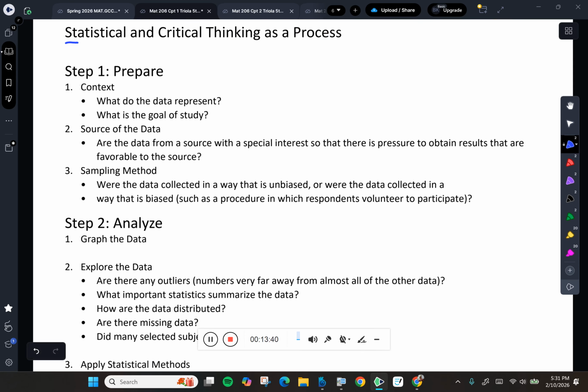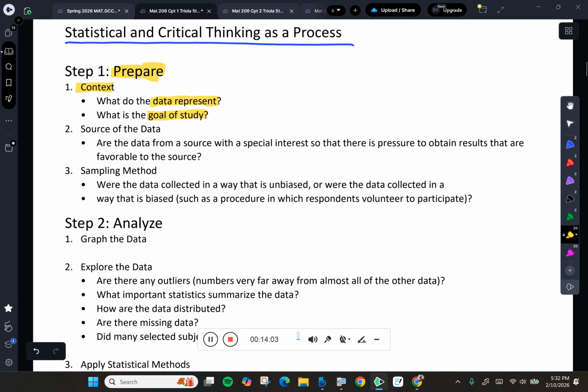Okay. All right. So statistical and critical thinking as a process. Let's take a look at the process that we'd want to go through. When we're looking at data that's been gathered for us, or when we're looking to gather our own data, the first step is just preparing what we're going to be doing here. So what's the context of this? What do the data represent? And then what is the goal of the study?